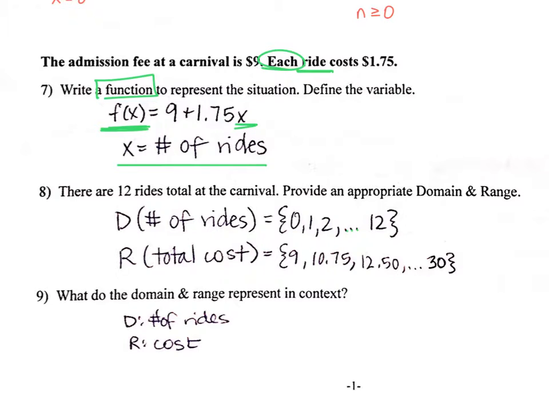Okay, and then what do the domain and range represent? Well, we kind of already talked about that, but the domain are x values, which in this case, we already said, stands for the number of rides. Range are the y values, which is what we would get out of this function, and that is the total cost.